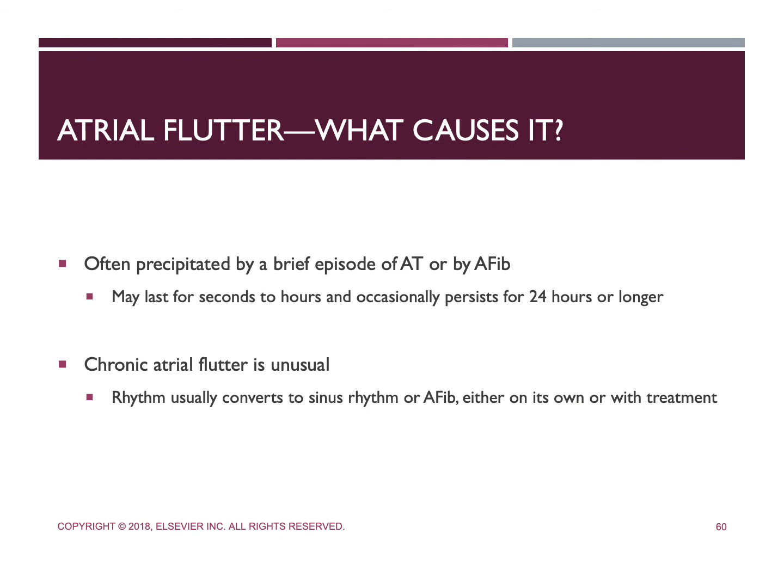So atrial flutter is often precipitated by a brief episode of AT or even by AFib. It may last for seconds to hours, and occasionally it's going to persist for 24 hours or longer. Chronic atrial flutter is going to be extremely unusual. Typically what we're going to see is that atrial flutter is going to convert to either sinus rhythm or AFib, either through treatment or on its own.